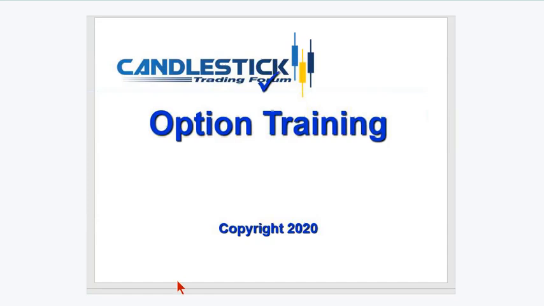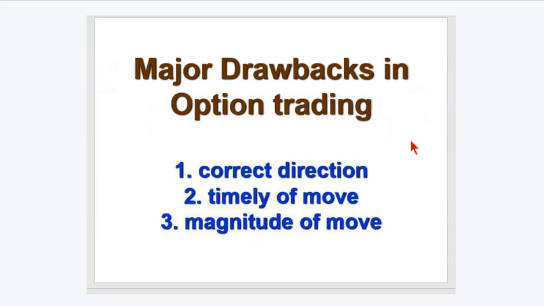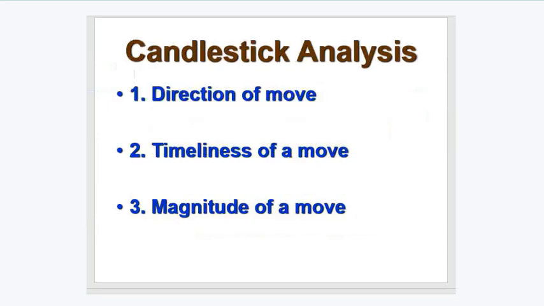So the option training. What we're going to go through again is a review of the drawbacks of making good options trades. You need to be correct in direction, the timeliness of the move, and the magnitude of your move. The benefit we have from candlestick analysis is it gives us a high probability of the direction, the timeliness of a move, and the magnitude of the move.